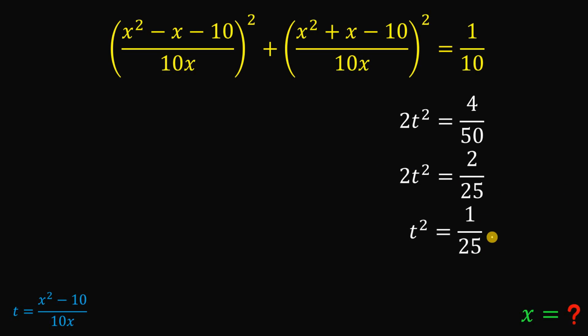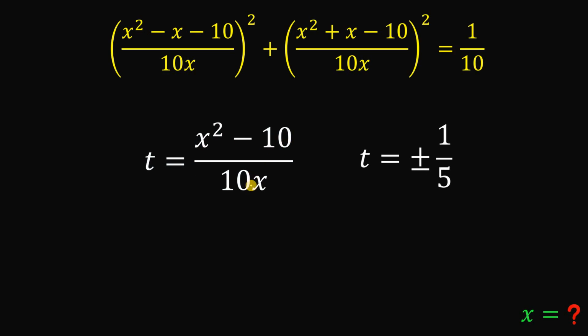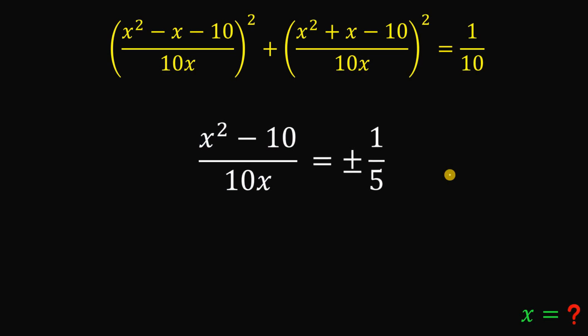Get the square root on both sides. We have two possible values here. So we have positive or negative 1 over 5. And this is the value of t. But we don't care about the value of t. We care about the value of x. Now, we know t is equivalent to x squared minus 10 over 10x. So we can set this expression equal to positive or negative 1 over 5.